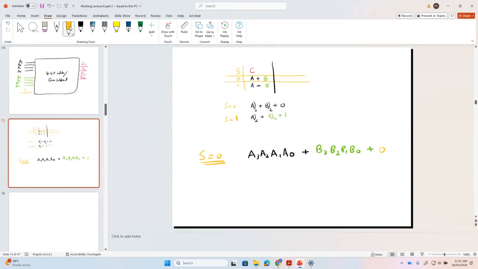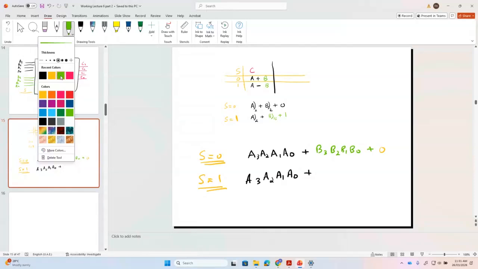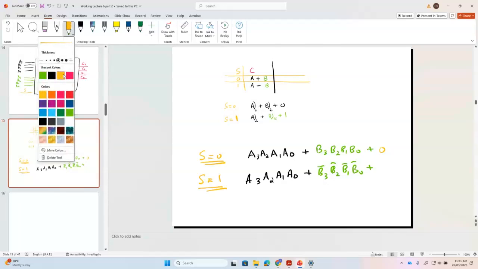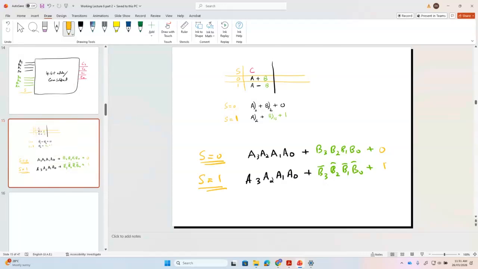Any question? Okay. Now if S is equal to 1, how can I write this expression? A is the same and all the B bits are inverted, and you add 1. For B, we invert all the bits, so it will be B3 bar, because this is 1's complement, then B2 bar, then B1 bar, and then B0 bar plus what? 1. Any question?